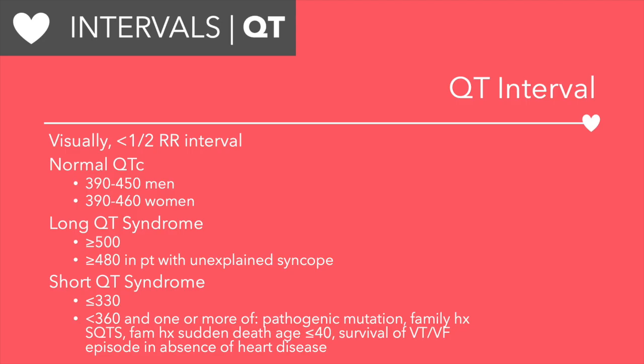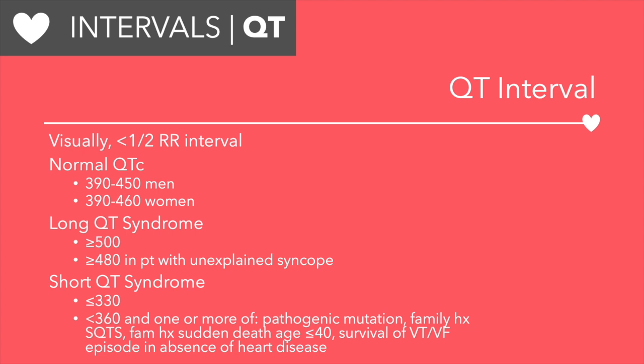And the QT interval. Visually, the QT should be less than 1/2 the RR interval. The normal QTc in men is 390 to 450. In women, it's 390 to 460. I often use the digital printout of the QTc and find that to be overall accurate. Long QT syndrome is defined as 500 or more, or 480 or more in a patient with unexplained syncope.